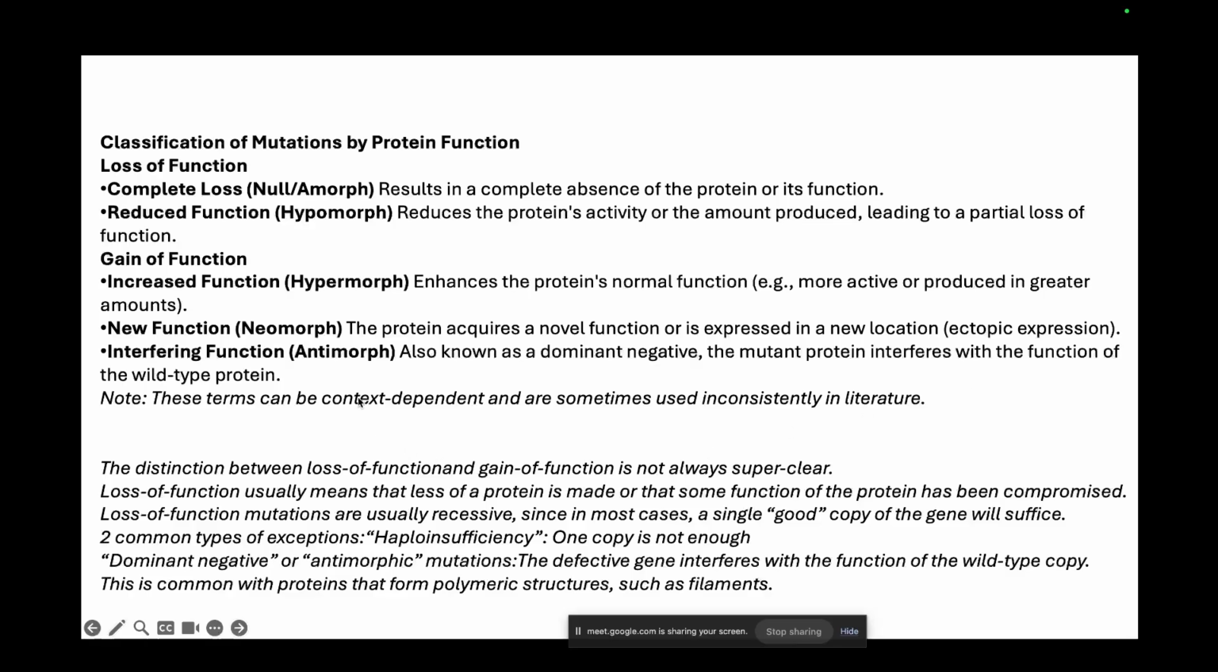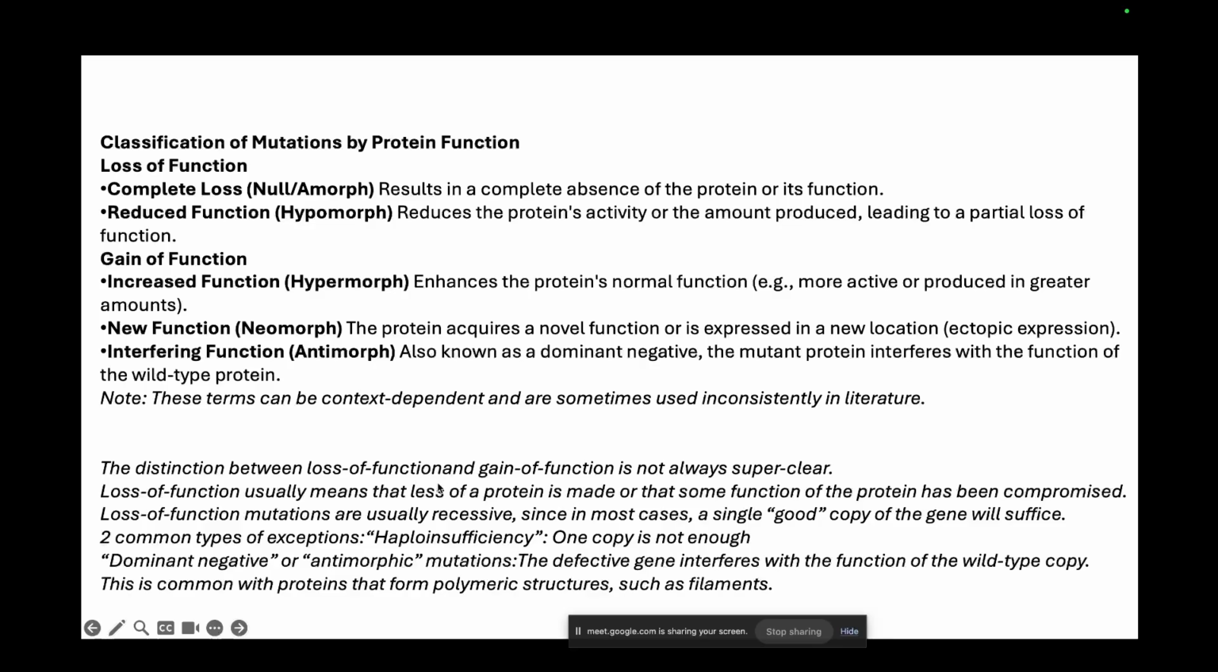The other one is interfering function, which is the antimorph. This is known as a dominant negative. A mutant protein interferes with the function of the wild type protein. So you have two copies: in one copy you have a gain of function, and in the other you have the normal protein. The gain of function protein actually halts the function of the normal wild type protein. So it's a dominant negative, and you ultimately do not have any function for the gene.